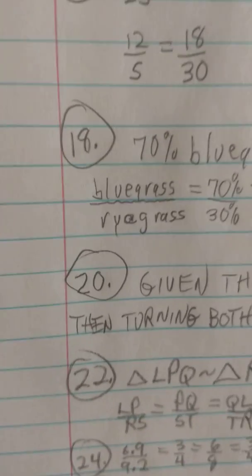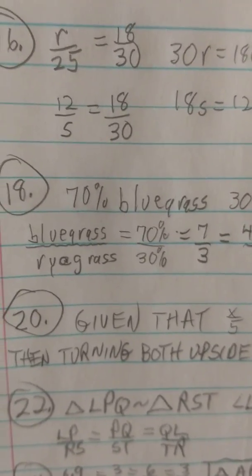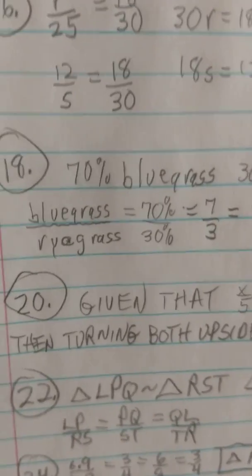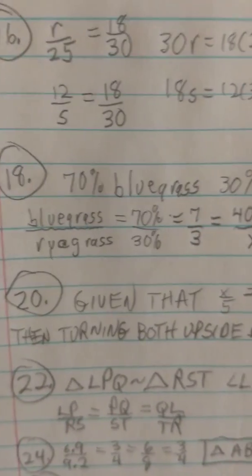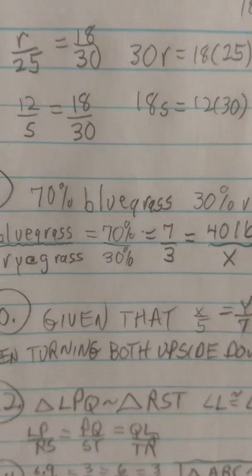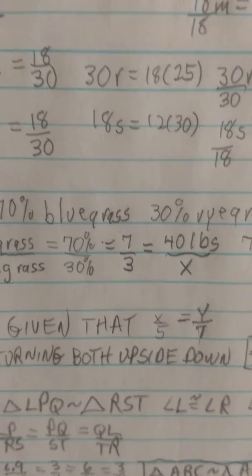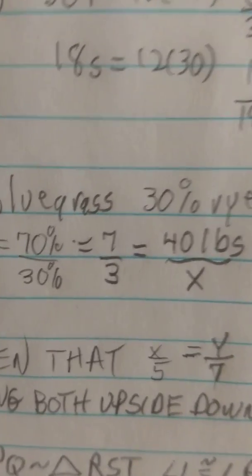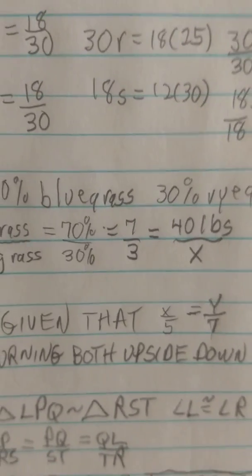Okay? Now on 18, we have a mixture of 70% bluegrass and 30% ryegrass. So the ratio of bluegrass to ryegrass is 70% to 30%, or 7 to 3. And we're told that we have 40 pounds of bluegrass, and we're asked to keep in proportion how many pounds of ryegrass should we have.